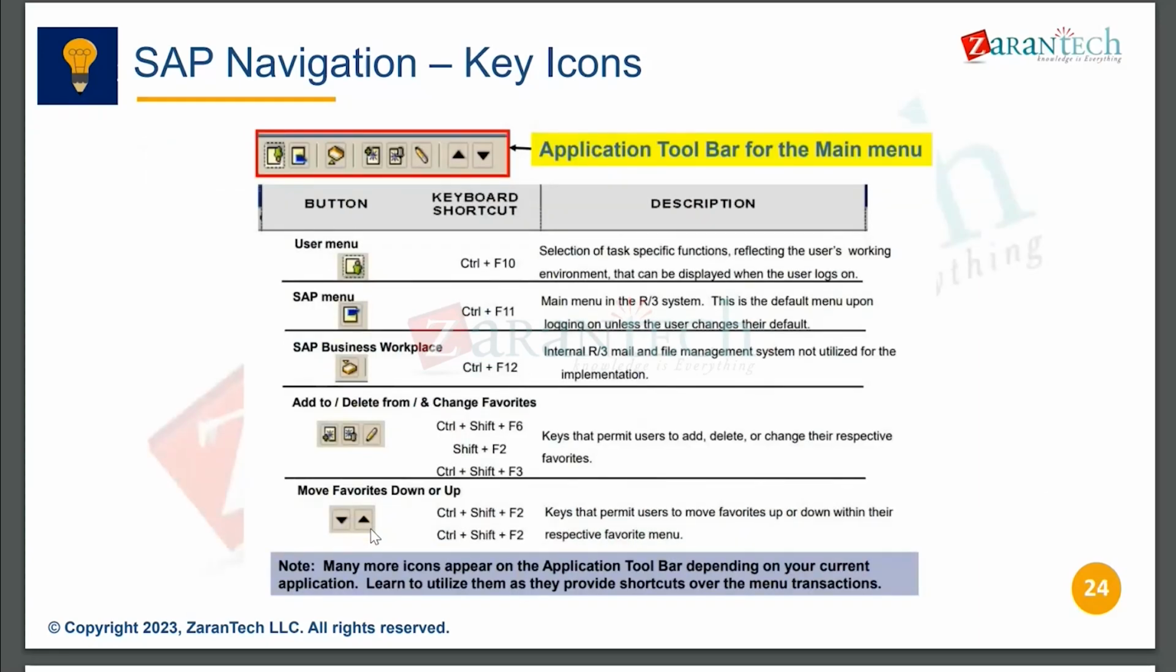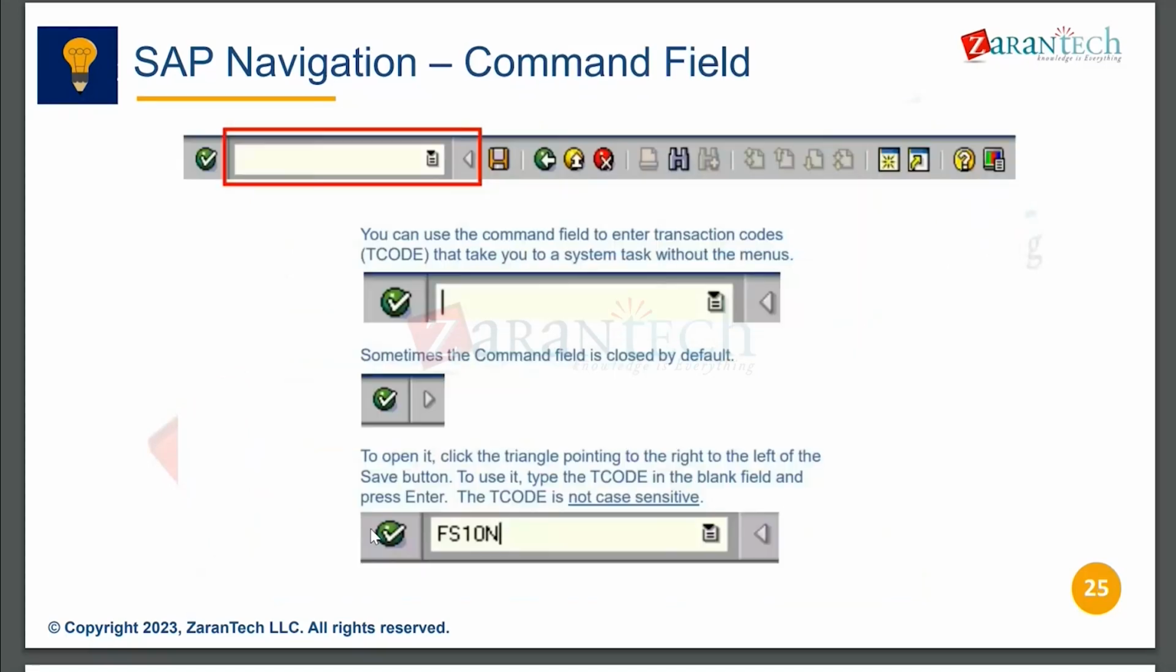Okay, and this is the application toolbar, where you can see the user menu and SAP Business Workplace, where you can get workflow related emails. You have some add and delete buttons, favorites, and move down buttons. And this is a command field where you enter the transaction code manually to go to that particular session or business process.